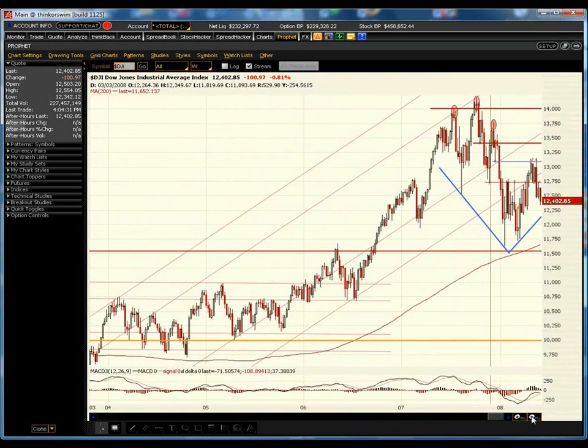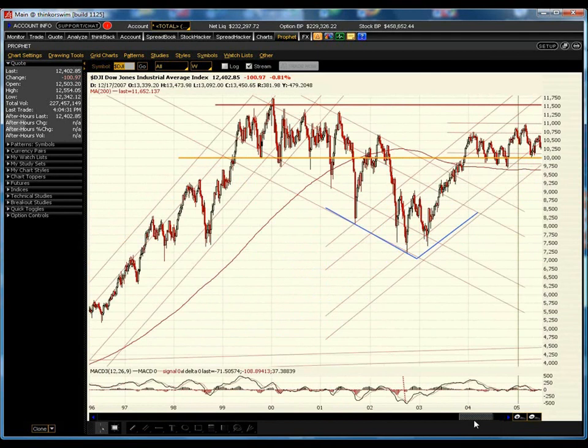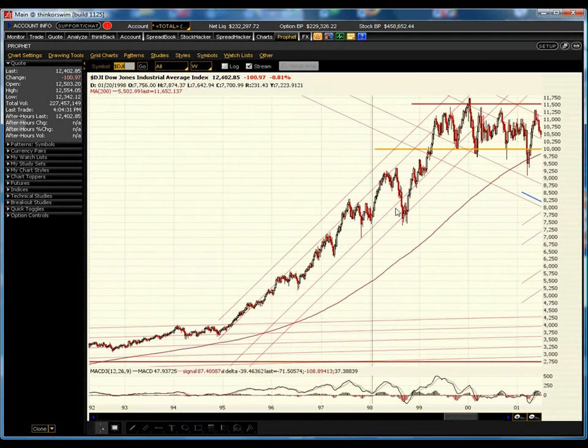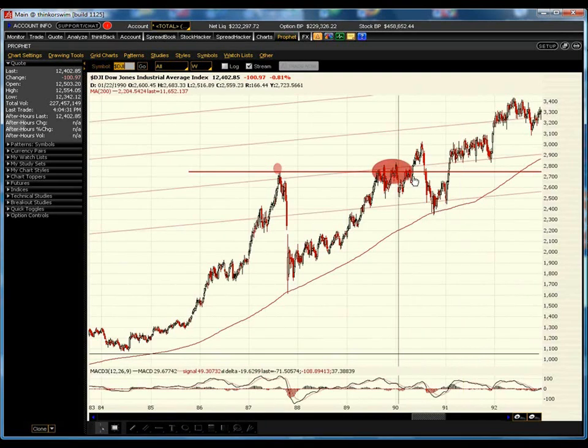It seems as if every time we break through these significant resistance levels, we have an exuberant run up in prices. We did it here. We did it here. We did it here.